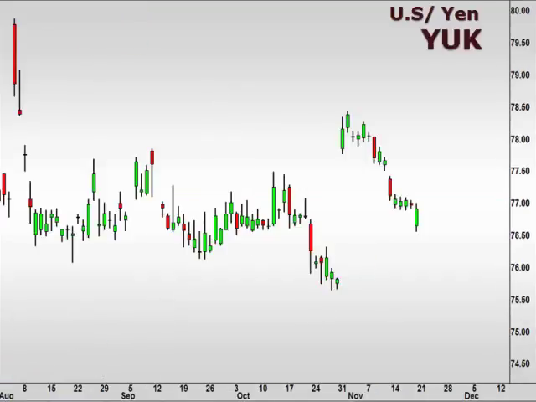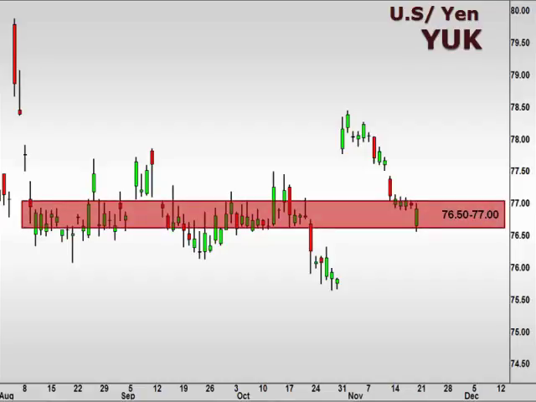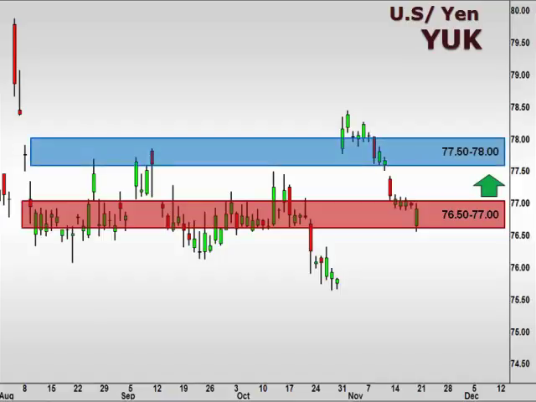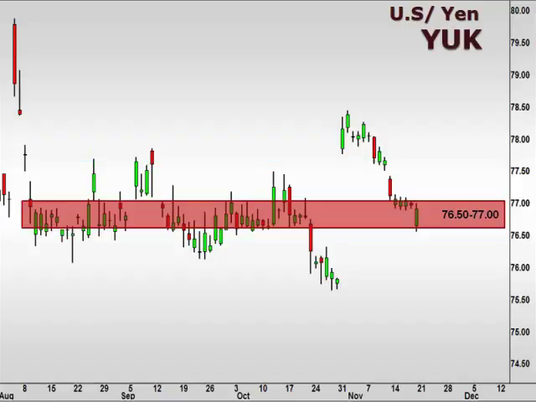Next up, the US dollar versus the Japanese yen is seen here in the ISE FX options pair value YUK. The YUK found support within the 76.5-77 zone. A break above 77 opens the window for a move towards 78.